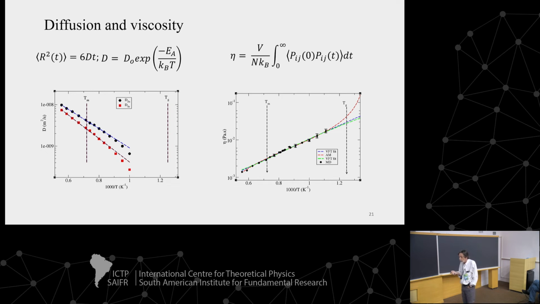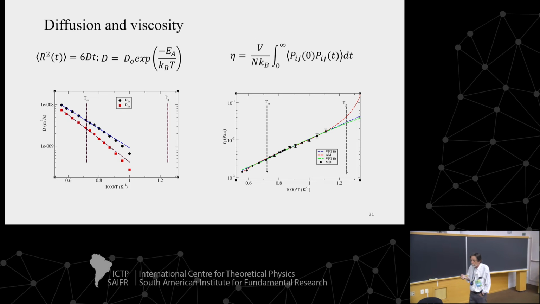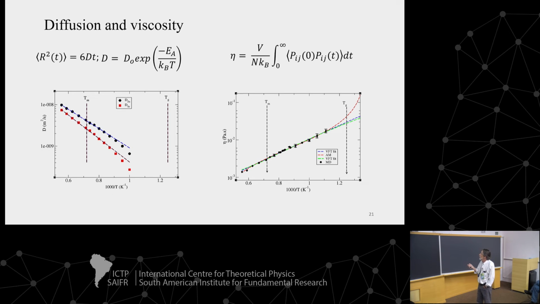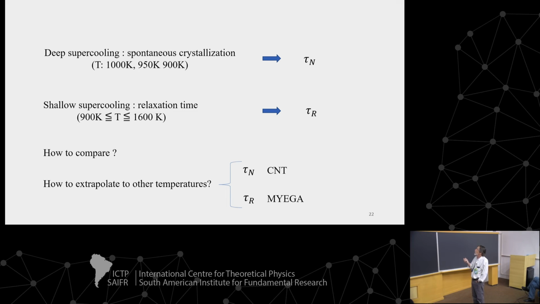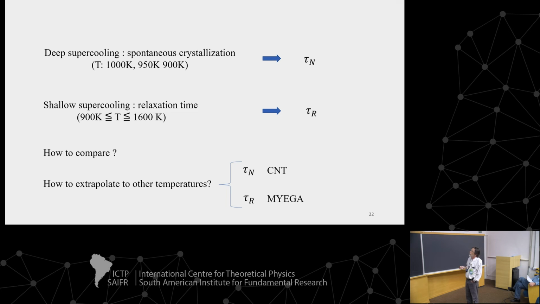There are several theories trying to describe how the viscosity changes with temperature. Some of them are the Avramov, Mauro, and so on. So, in very deep supercooling, I can compute tau n. In shallow supercooling, I can compute tau r. So the idea is how to compare these two systems. How can I extrapolate these two characteristic times to other temperatures where I don't have information directly from molecular dynamics?